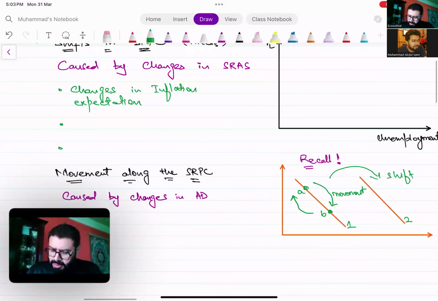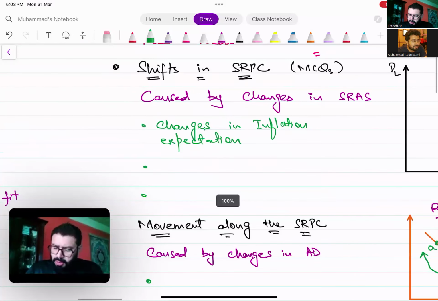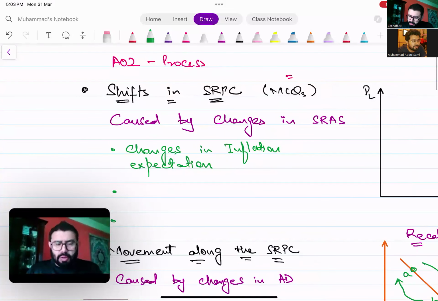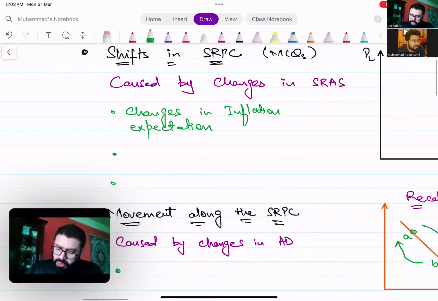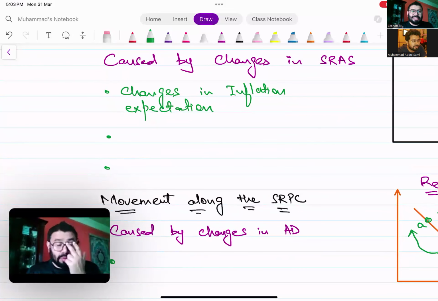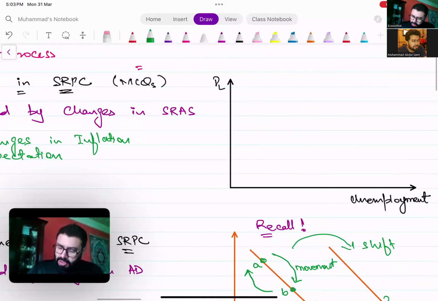Let us go back to the topic, that is the reasons that we are going to find. What are the reasons that shift the SRPC? SRPC means short-run Phillips curve. So, changes in inflation expectation. Let's discuss it. What is meant by the term changes in inflation expectations? So if people expect higher inflation, the SRPC shifts to the right. So let me draw it for you. SRPC, short-run Phillips curve.